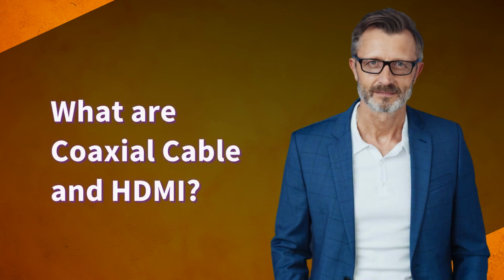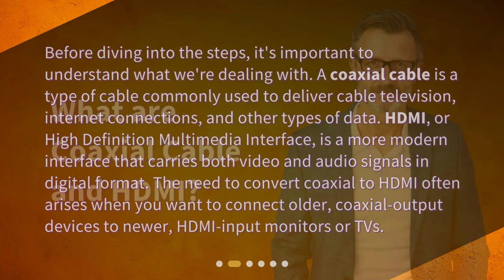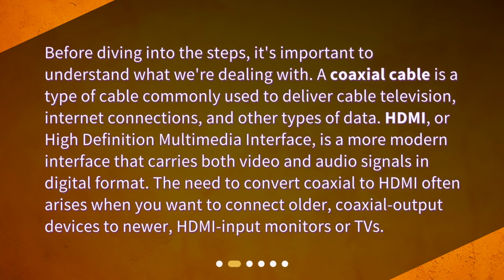What are coaxial cable and HDMI? Before diving into the steps, it's important to understand what we're dealing with. A coaxial cable is a type of cable commonly used to deliver cable television, internet connections, and other types of data. HDMI, or High-Definition Multimedia Interface, is a more modern interface that carries both video and audio signals in digital format. The need to convert coaxial to HDMI often arises when you want to connect older, coaxial output devices to newer, HDMI-input monitors or TVs.